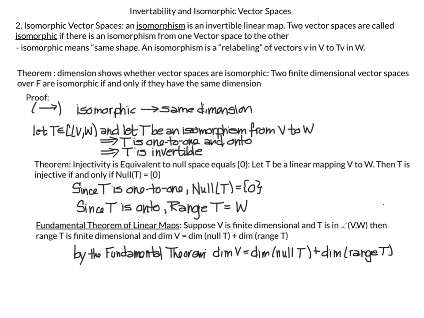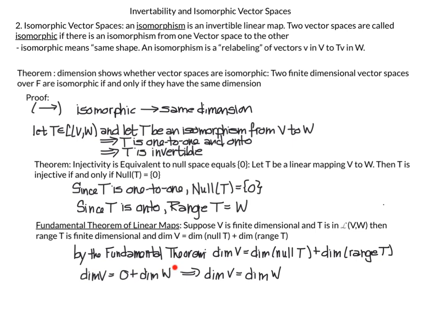Now, by the fundamental theorem of linear maps, and this is from our video about linear mappings, suppose V is finite dimensional and T is in the set of linear maps from V to W, then the range of T is finite dimensional, and the dimension of V is equal to dimension null of T plus dimension range of T. So applying this theorem over here, we have dimension of V is equal to dimension null of T plus dimension range of T. And in this case, dimension null of T, since the null space is equal to the 0 vector, is equal to 0. So this means the dimension of V is equal to dimension of W.